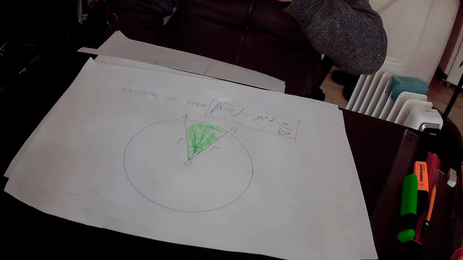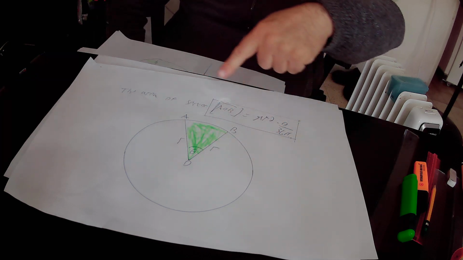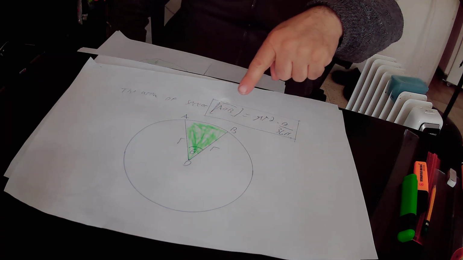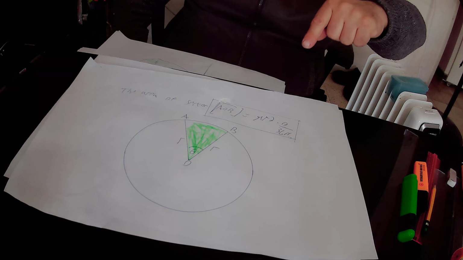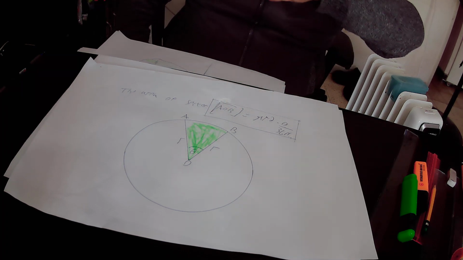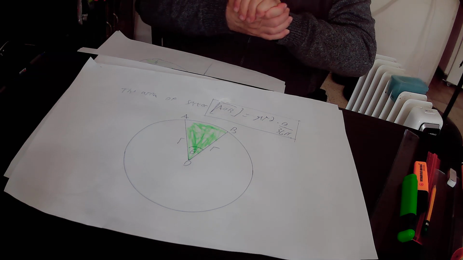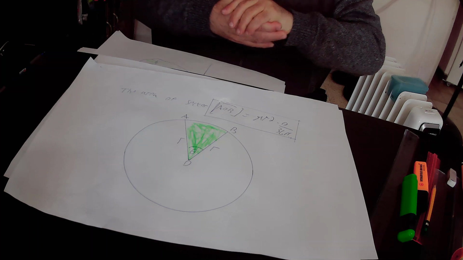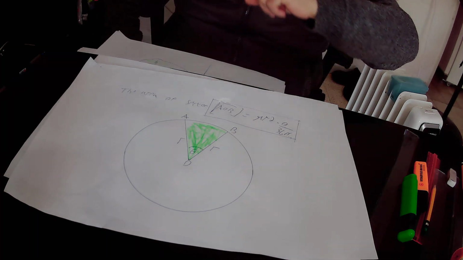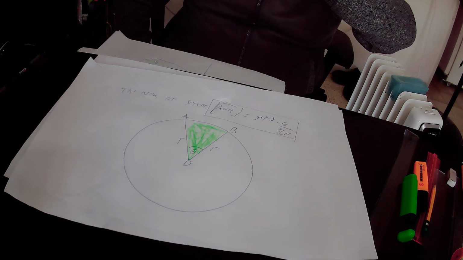The area of this green sector AOB equals the area of the circle that contains the sector, which is pi r squared, times the angle between the legs of the sector, theta, over 360 degrees. In conclusion, the area of any sector equals the area of the circle that contains the sector times the angle between the legs of the sector over 360 degrees.